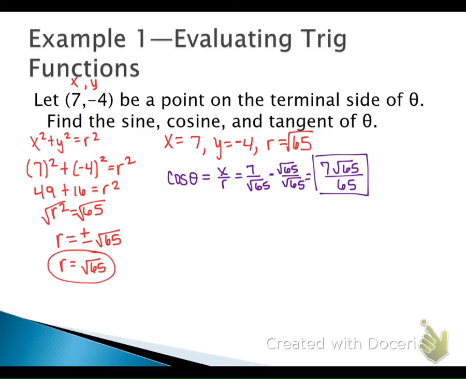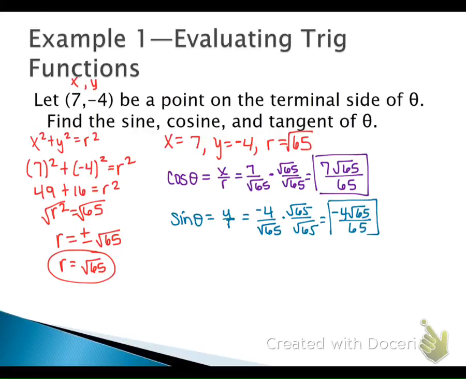Then let's go through and find sine of theta. So remember, sine of theta is y over r. y is -4. r is the square root of 65. Again, you can't have that radical on the bottom, so multiply top and bottom both by it. And you come out with -4 square roots of 65 over 65. Check your numbers outside the radical, make sure they don't reduce. In this case, they do not. So there is our sine of theta.